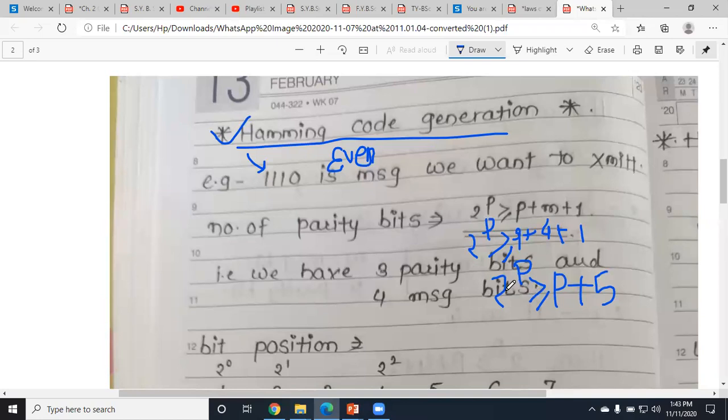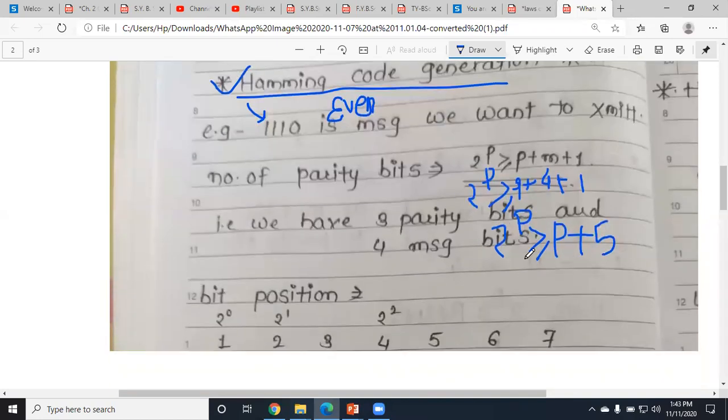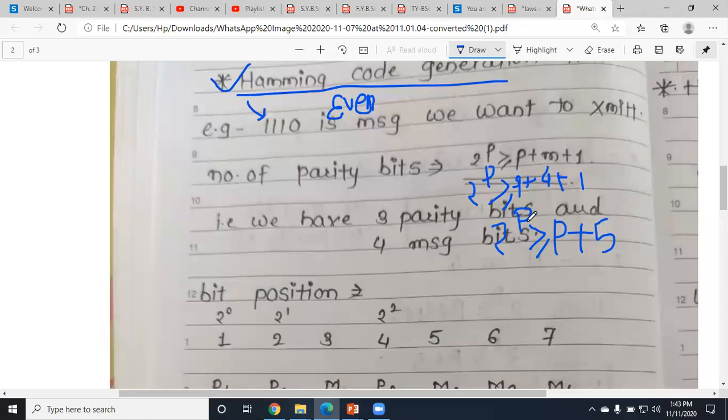So if I consider p is equal to 2, what will be the answer? 2 raised to 2 is how much? 4. Is 4 greater than or equal to 2 plus 5? Here also we have to consider p is equal to 2. No. 5 plus 2 will be 7. So this equation is not going to be valid at all. So what should we do? We cannot consider p is equal to 2. Now what is the next value?